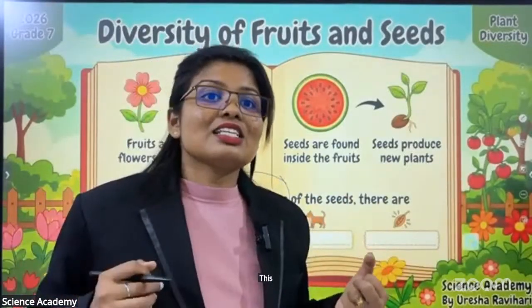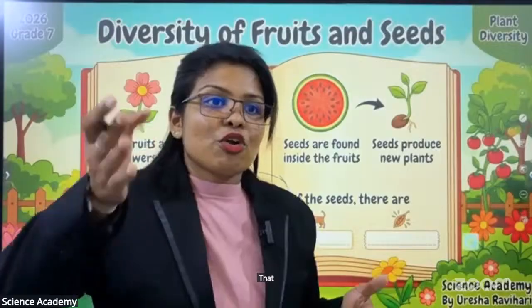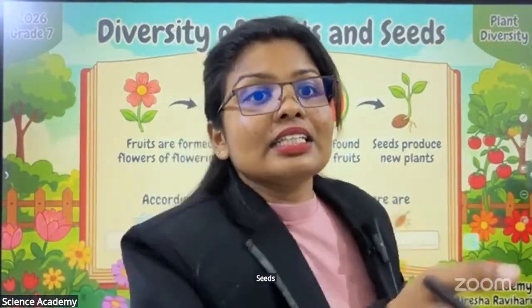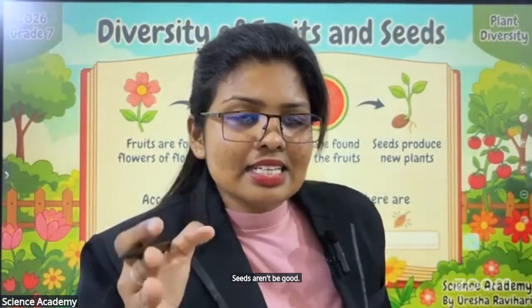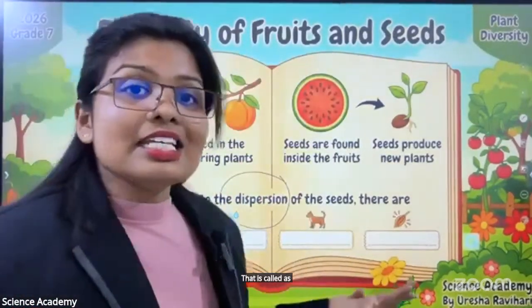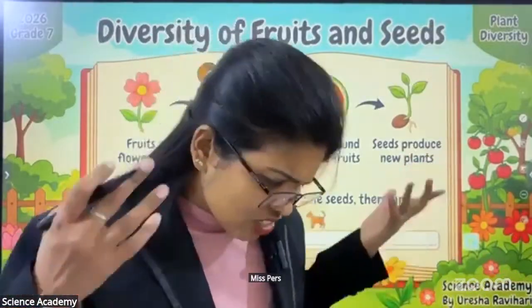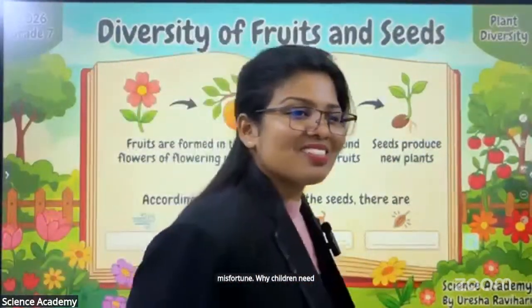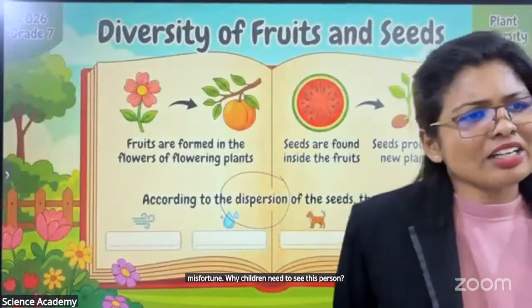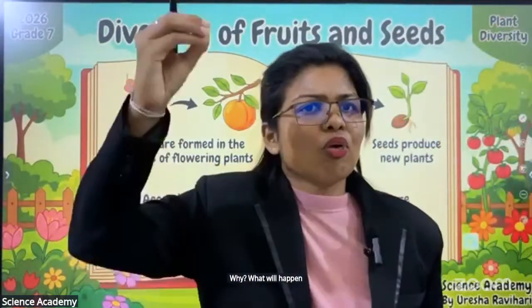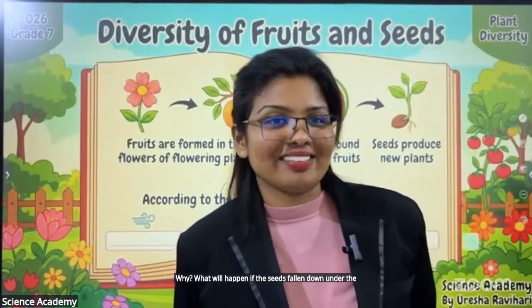Dispersion, seed dispersion. That means seeds are taken from one place to another place, right? So children, that is called seed dispersion. Bija vyaptiya, dispersion. Why do children need seed dispersion? What will happen if the seeds fall down under the mother plant?